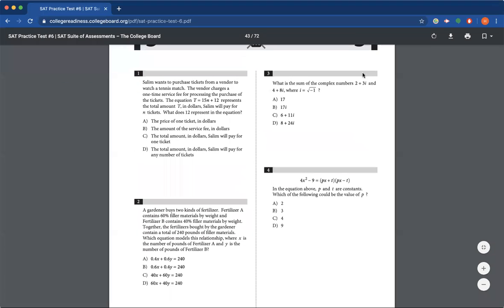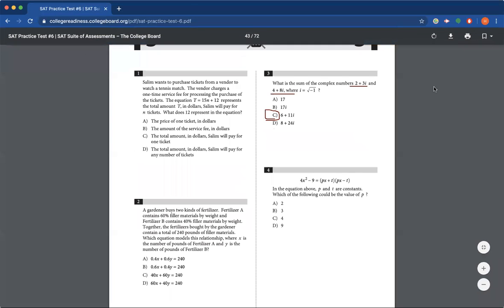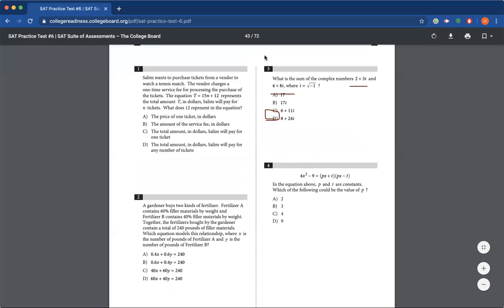Next, question 3. What is the sum of these two numbers? These are basically like variables. You could think of i like x. So that's going to be 6 plus 11i. Yes, C. If you have any questions, just stop me right away. Say, hey, I don't understand this. Use the chat if you don't have access to your mic. Don't understand? Okay, no problem.